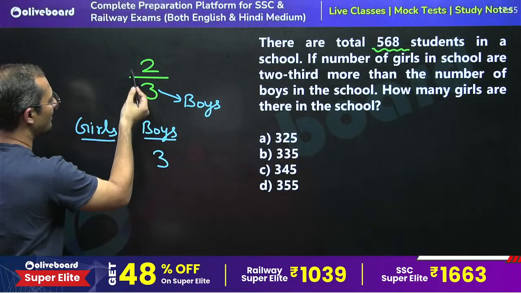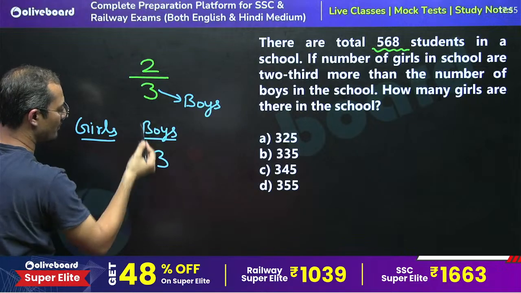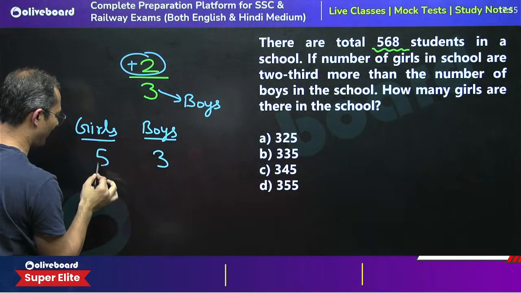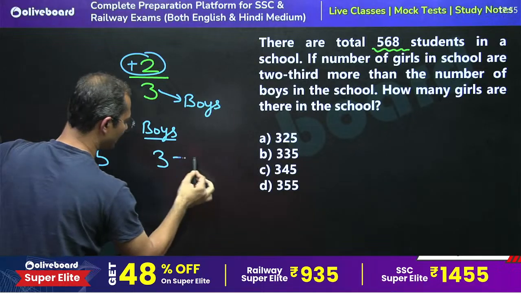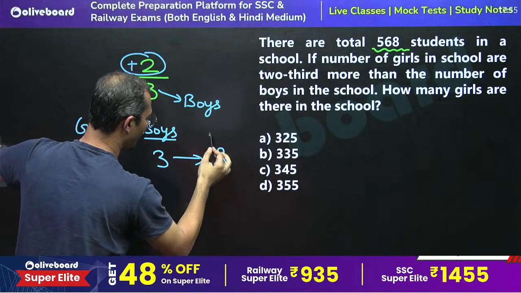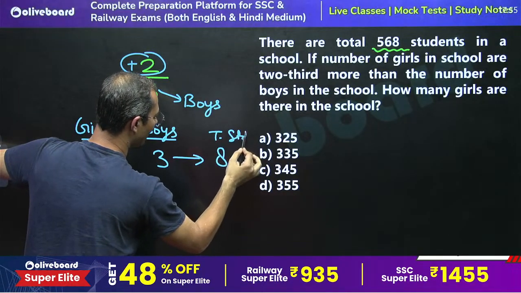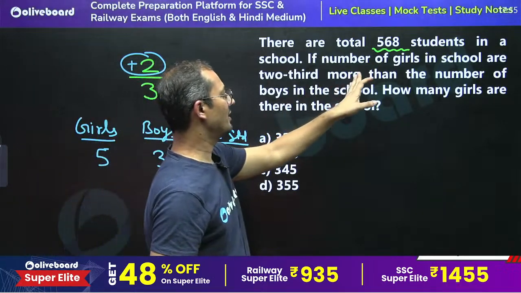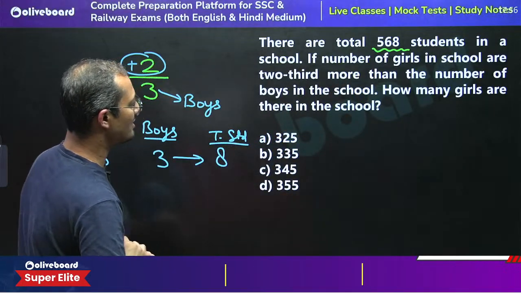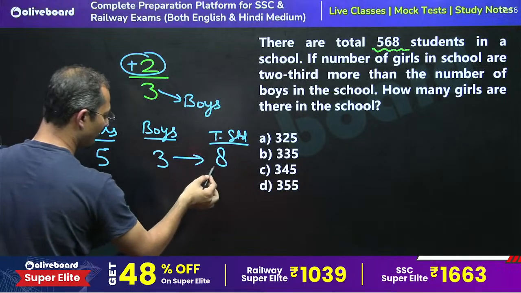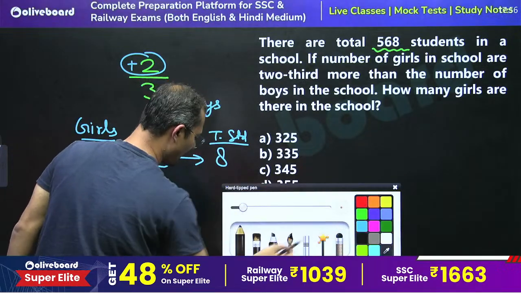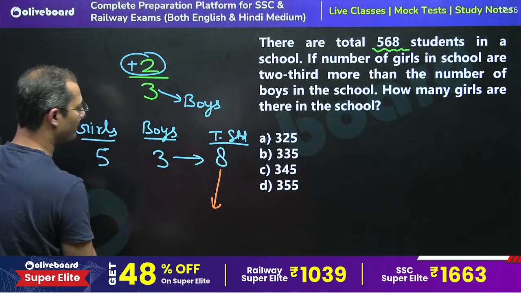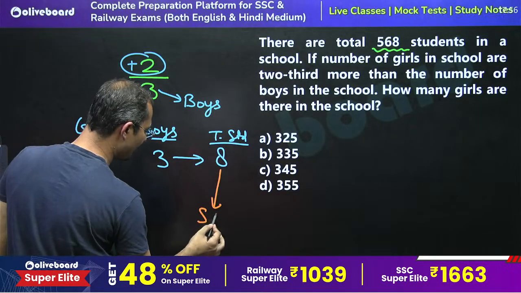What is the quantity for girls? Girls are 2/3 more, meaning 2 more. So we can say that girls are 5 units. Together, total students are 8 units. Now the question says there are 568 students. So we have the value for 8 and we have to find the value for 5. So 8 units is equal to 568.